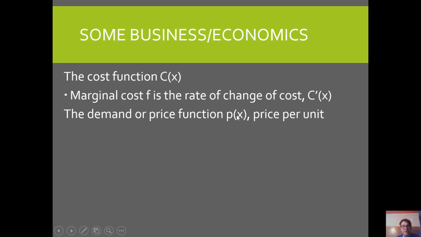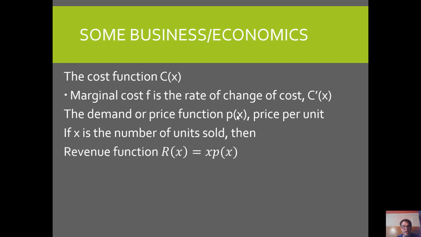The demand or price function is the price per unit. So if x is the number of units sold, yes, x is the number of units sold, then the revenue function is going to be the number of units sold times the price per unit sold. That makes sense, right? Units sold times price per unit sold. So that's the revenue function. Tells us how much money we're making. Well, not exactly, actually. That's telling how much money we're taking in.